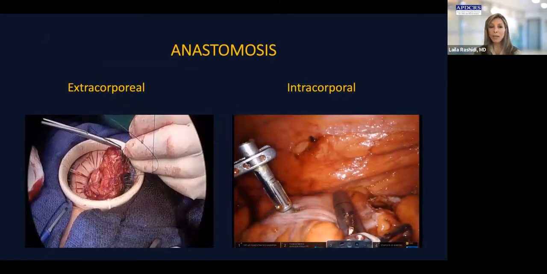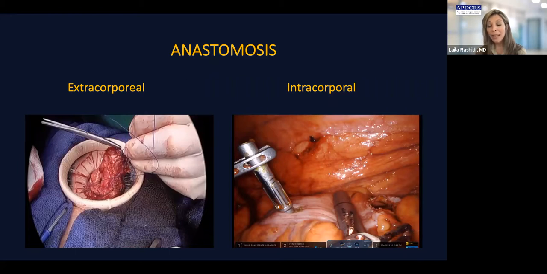And here, the types we talked about: you can do extracorporeal, where you make a little Pfannenstiel or a midline incision and bring the colon out that way, and you can do intracorporeal, where you do everything inside the body. To be honest with you, I'm a little biased. I'm like, well, you're doing everything robotically.